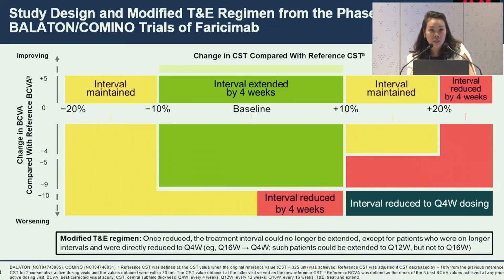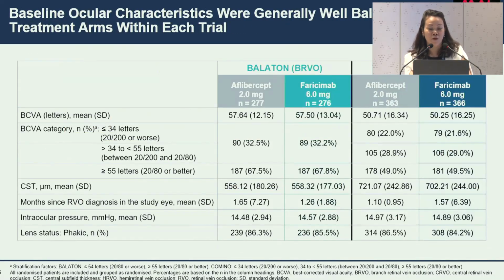For the rest, if their CST had changed by more than 20%, if they were improving, they were still maintained on their current interval. If they were worsening, but not with more than a 5-letter loss, they were still maintained. If it was more than 5 letters, then their interval was reduced. So you can read more about this study and these interval extensions in the reference below.